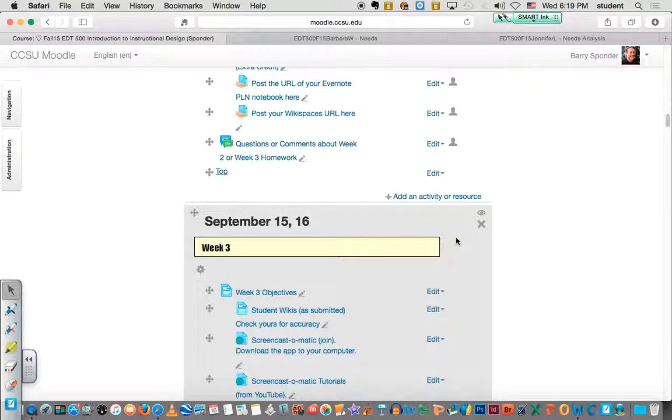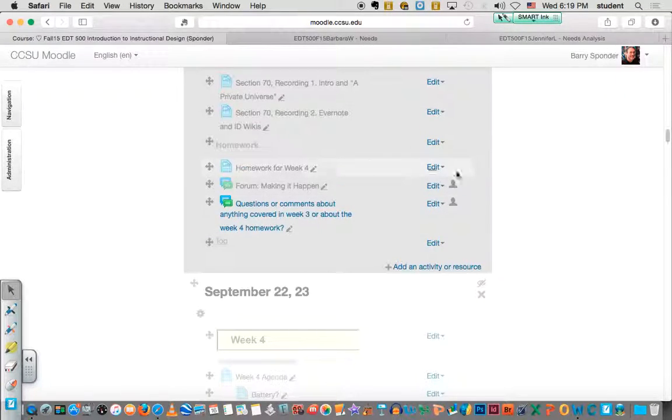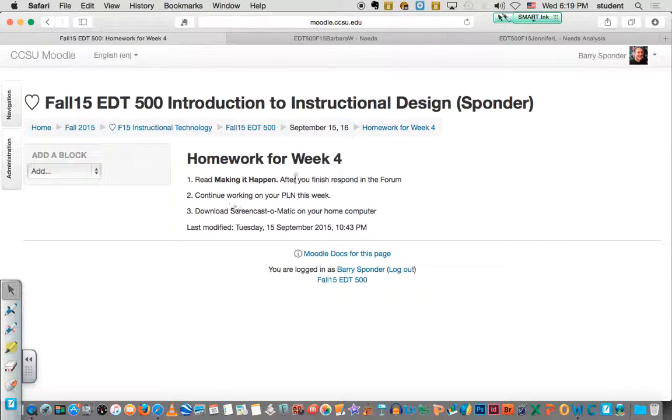This is the major thing you'll be doing this week, guys, just reading this. And then I've got a form for some things for you to respond to. So I'll make this available for you. So for the homework, read Making It Happen. And in the form, I've got a couple of questions, like what was surprising and so on. Bring it to class next week, whether it's online or here. Continue working on your PLN, and put Screencast-O-Matic on your home computer.